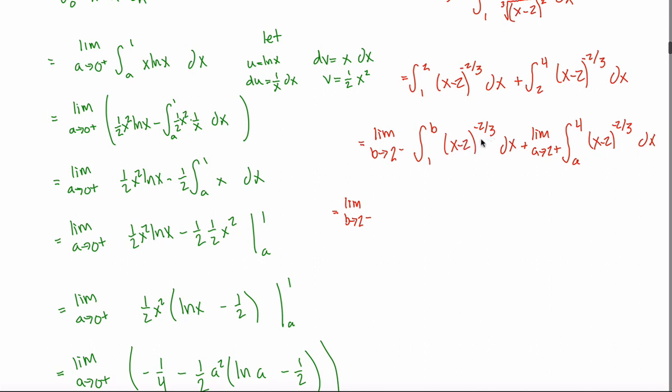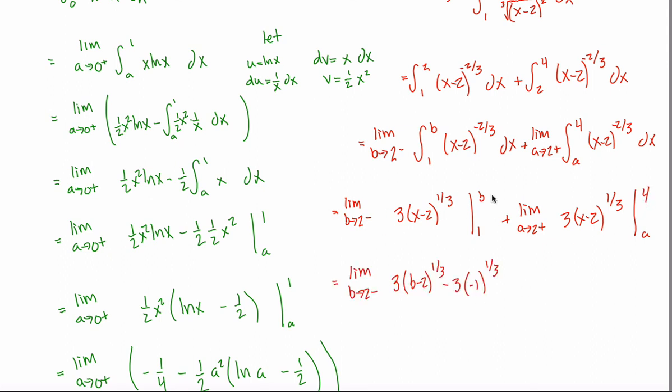You could probably do it in one step and just say that if we add 1 to this exponent, we get positive 1/3. But then we have to multiply by the reciprocal of that positive 1/3. So we'll get 3 times x minus 2 to the positive 1/3 power that needs to be evaluated from 1 to b. And since this is the exact same function, its antiderivative is the exact same. I just need to evaluate this one from a up to 4.